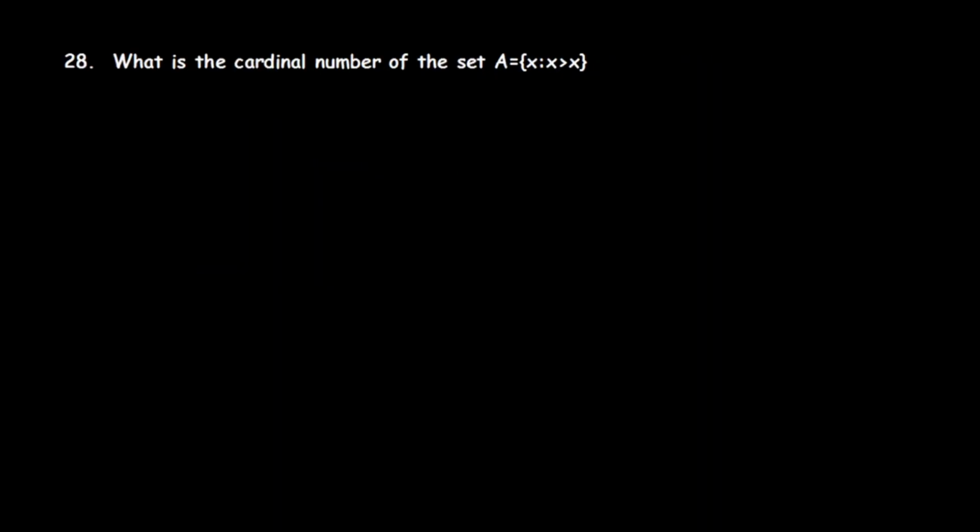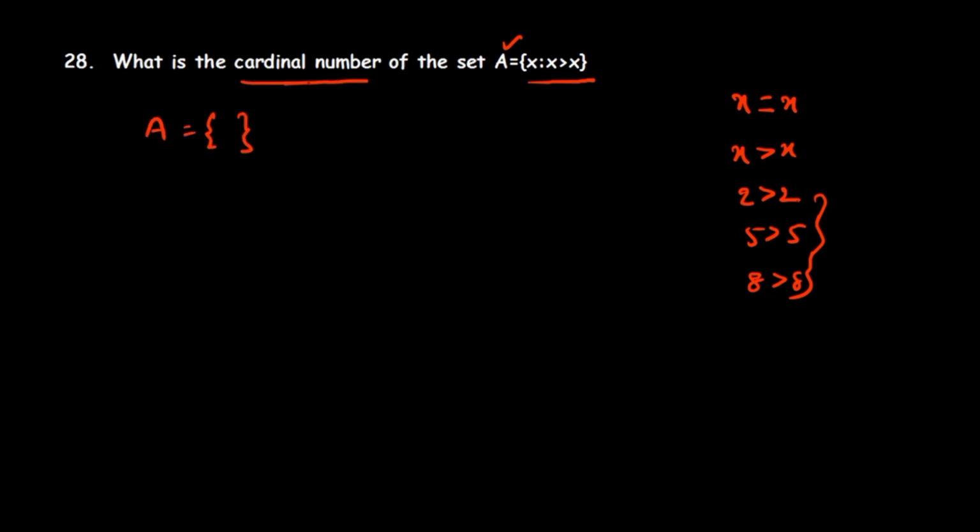What is the cardinal number of set A equal to x such that x is greater than x? It's very important. Actually x is equal to x here, right? Can you tell me any number which is greater than itself? Would you agree 2 is greater than 2, or 5 is greater than 5, or 8 is greater than 8? No. That means set A is an empty set. What is the cardinal number of the empty set? Yes, that is 0. So the answer is 0. N of A equals 0.